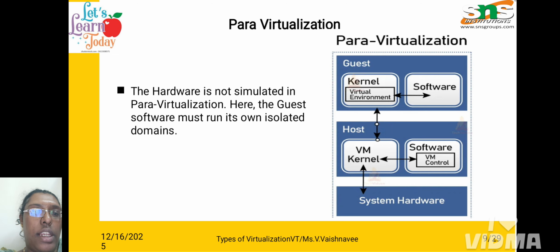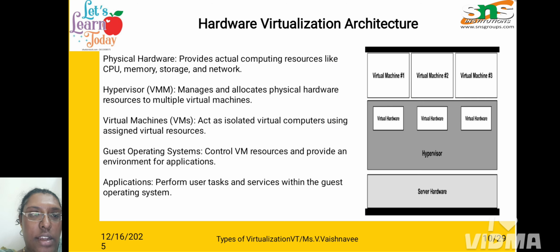When it comes to the hardware architecture, there are several layers: physical hardware layer, hypervisor, virtual machine, guest operating system and applications. The physical hardware includes CPU, memory, storage, and network interfaces. These are all actual resources. As we all know, the hypervisor controls access to hardware, allocates resources to each virtual machine, and ensures isolation between virtual machines. It decides how much CPU a virtual machine gets, how much memory is assigned and how storage is shared.